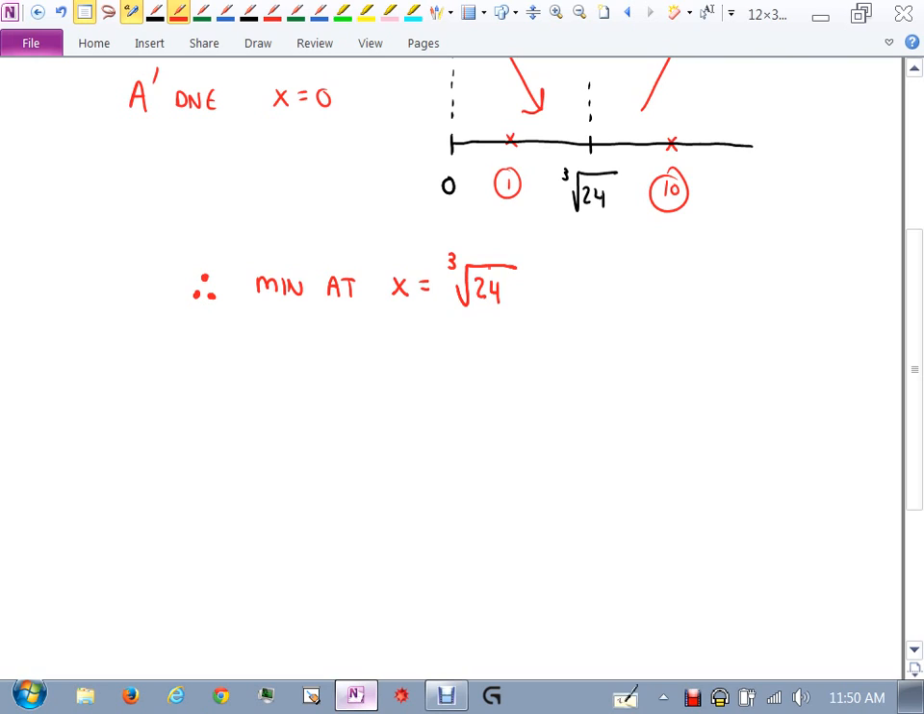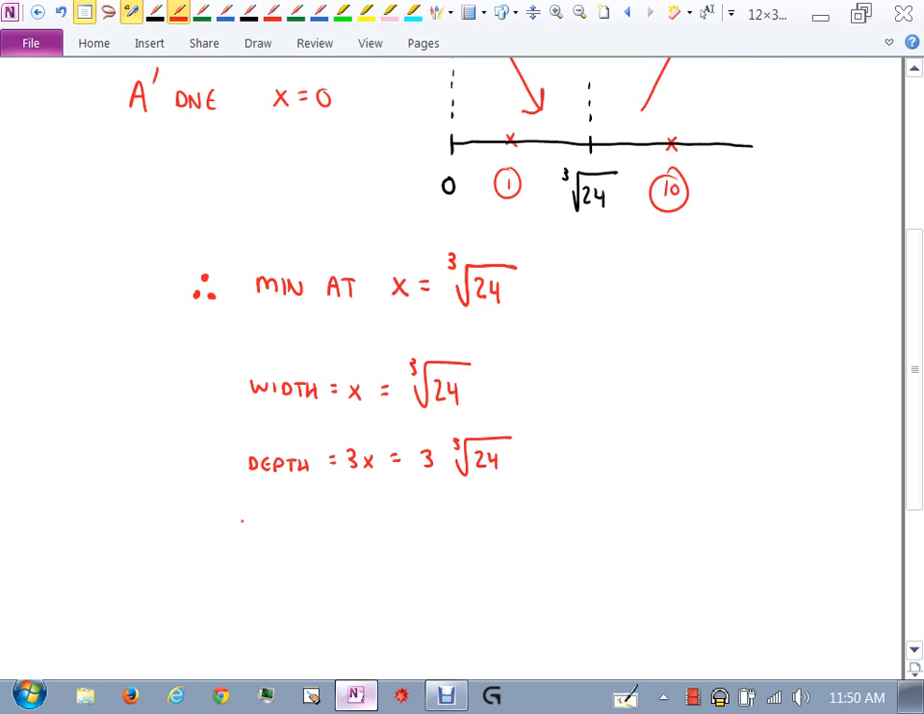Once I know what x is, I know all the dimensions, don't I? Because x was our width, right? Our width was x, which is cube root of 24. What is the depth? It's 3 times that, isn't it? So 3 cube root of 24. That's what we said to start the whole problem, right? The depth had to be 3 times the width.